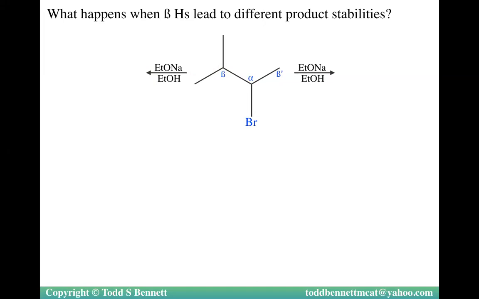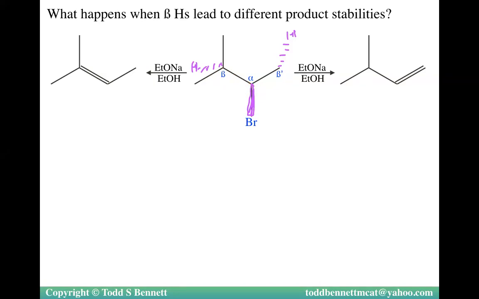But if this bromine is coming out, let's say, then I must use the H that is back. So as long as it's anti, which they both are, then we have a choice. So the products it'll form, if it chooses the beta prime, the double bond will be here. And if it chooses the beta, then the double bond will end up right here.